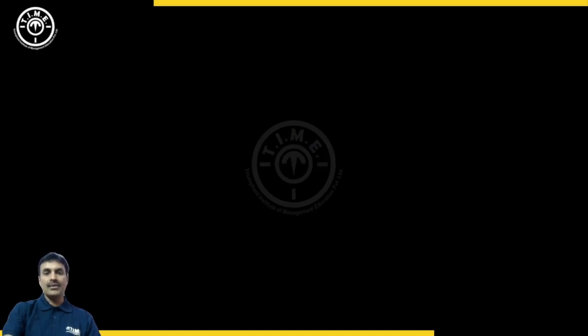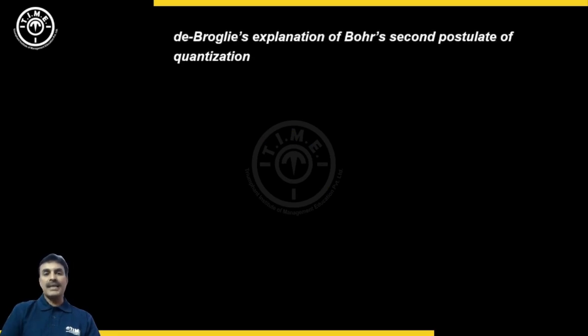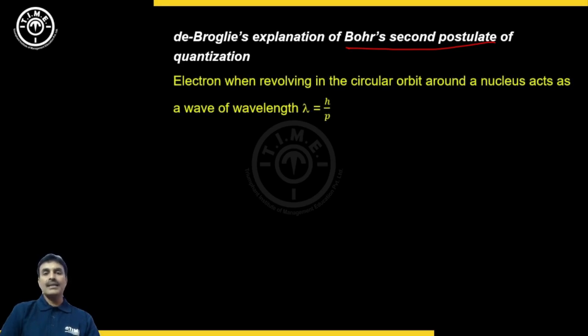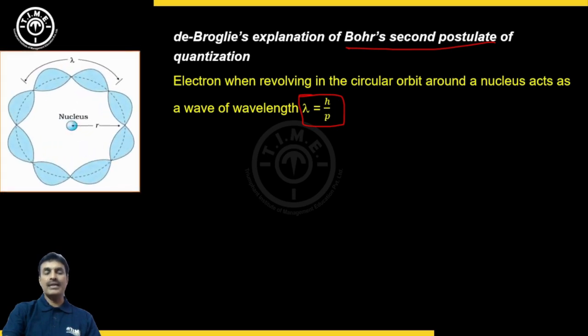Okay. Now, another important aspect, that is Bohr's second postulate. You know what is Bohr's second postulate? It is about the quantization of angular momentum. See, for an electron revolving around the nucleus in a particular orbit, nth orbit, that electron acts as a wave of wavelength lambda, which is given by h by p. Now this wave acts as a stationary wave, as shown here. It looks like a stationary wave of some fixed wavelengths.